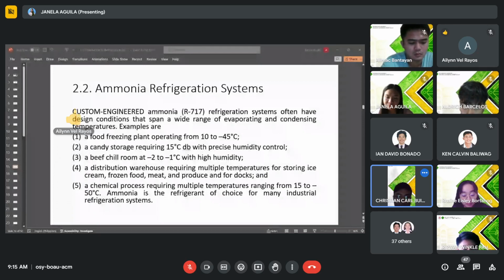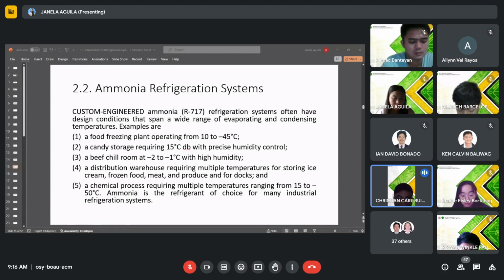Next po ay ammonia refrigeration system. Custom engineered ammonia or R-717 refrigeration systems often have design conditions that span a wide range of evaporating and condensing temperature. Ang ibig pong sabihin nito ay yung custom engineered ammonia refrigeration system ay may iba-iba po siyang range ng temperature, yung mga design component niya, kung saan magaganap yung evaporation at condensation.